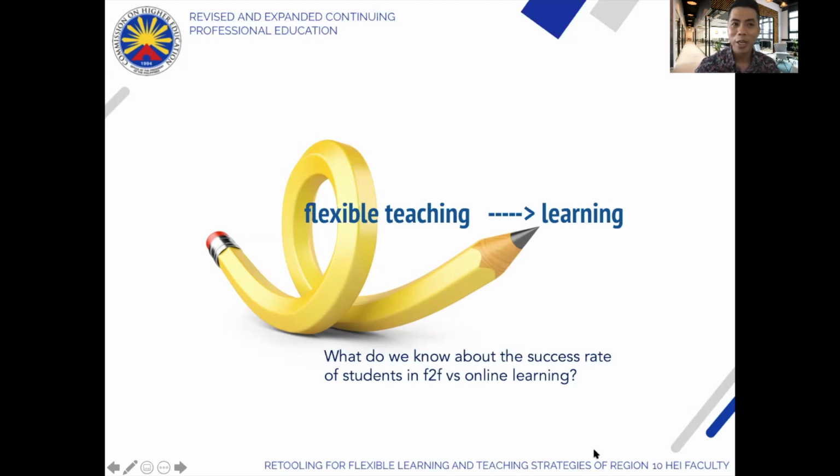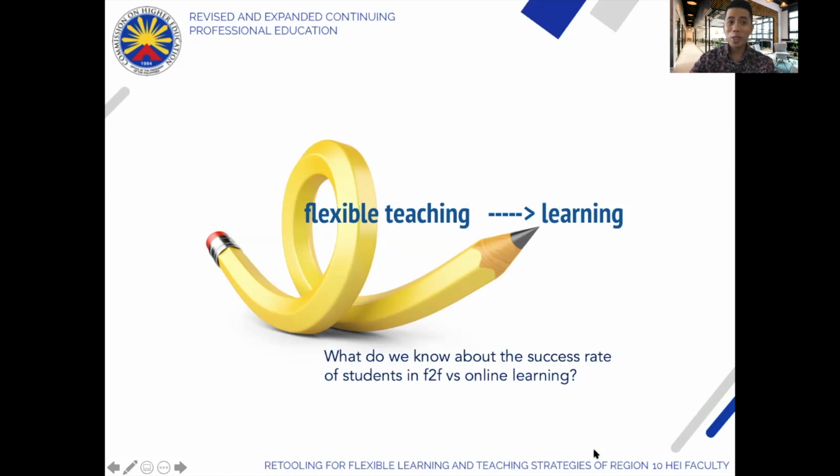Does anybody have any idea what the success rate of students is in online teaching and learning? All right, perhaps that's a good question to ask. I think the Higher Education Journal way back in 2010 published that when you do online teaching, only 50% of students actually succeed, compared to face-to-face, which is around 75 percent or higher.